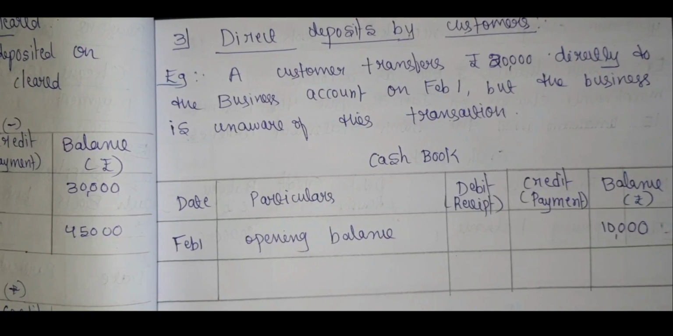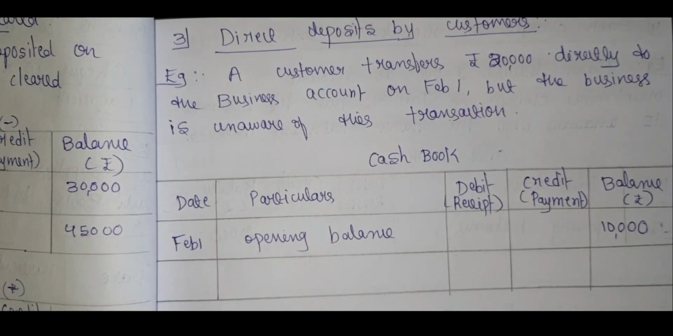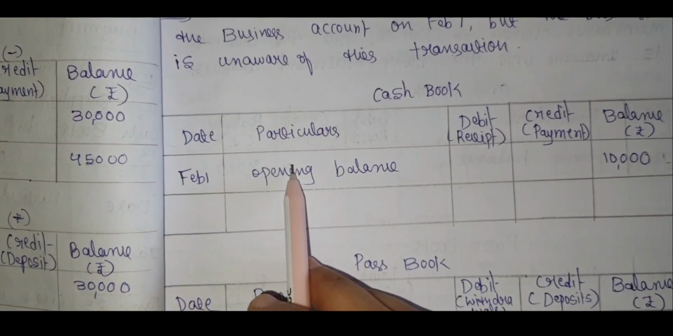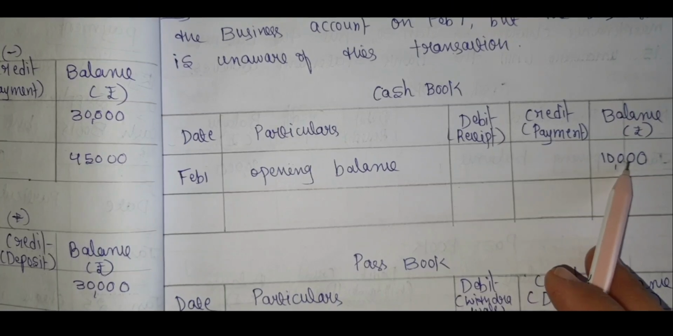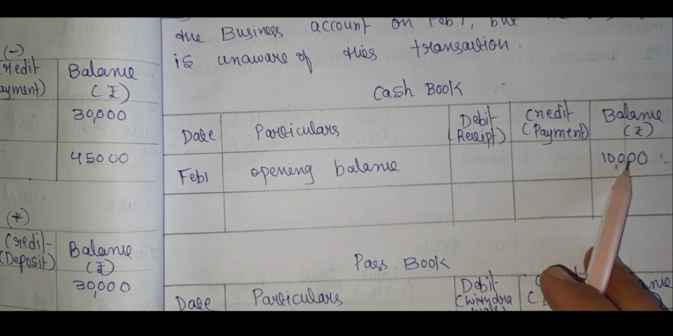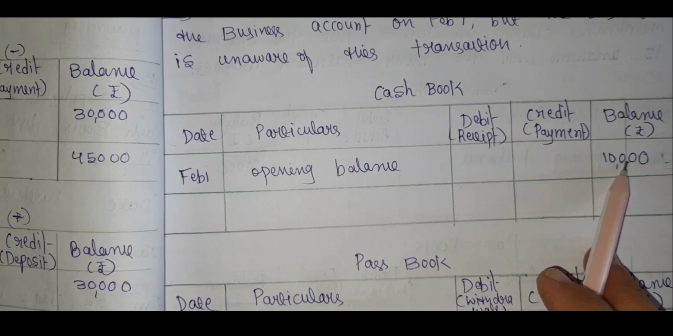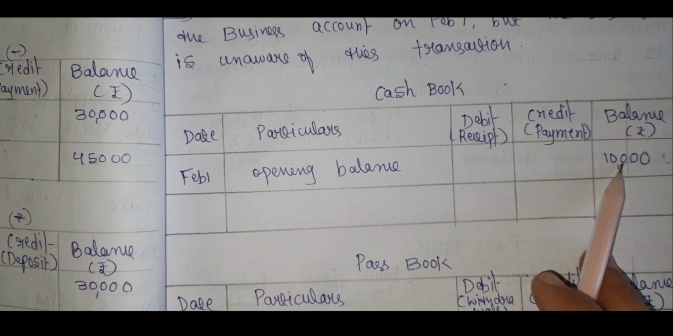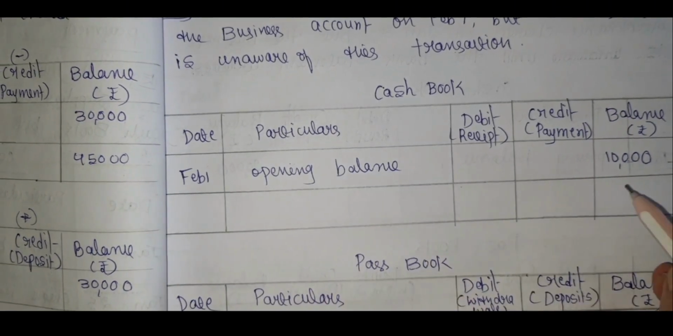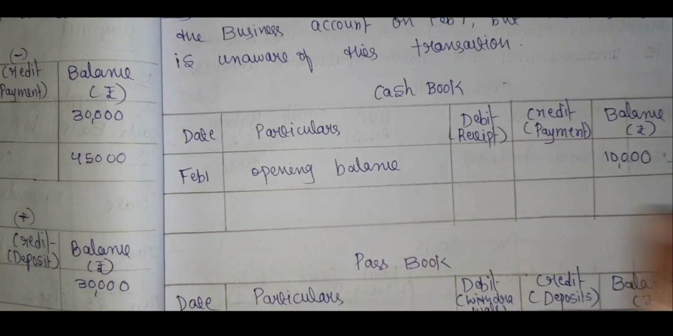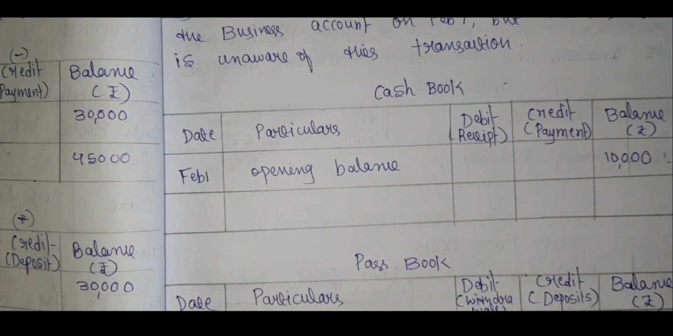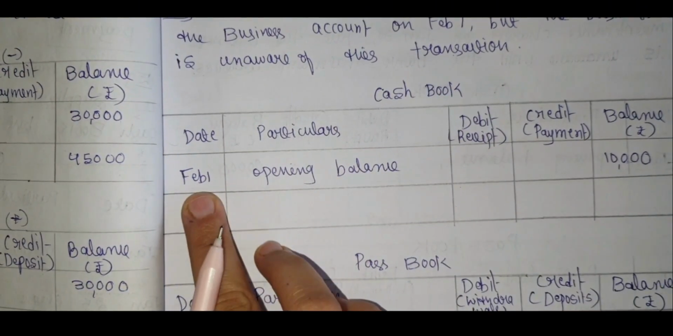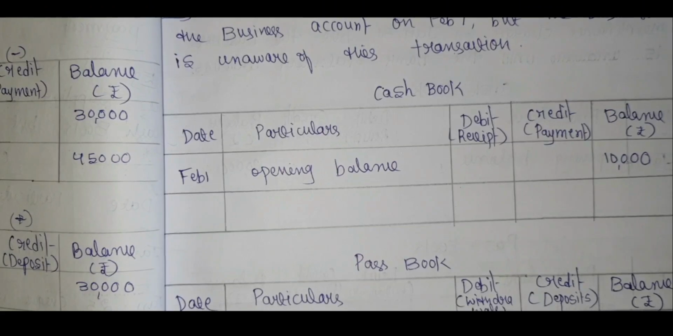But the customer, what did he do? He directly transferred the amount to the business account. So how do we have to record in the cash book here? Opening balance is rupees 10,000, and the customer transfers rupees 20,000 directly to the business account on Feb 1st, but the business is unaware of this transaction. Means here there is no entry on Feb 1st. Why? Because they don't know. So they have not entered anything in the cash book. So on February 1st, their balance is 10,000 only.